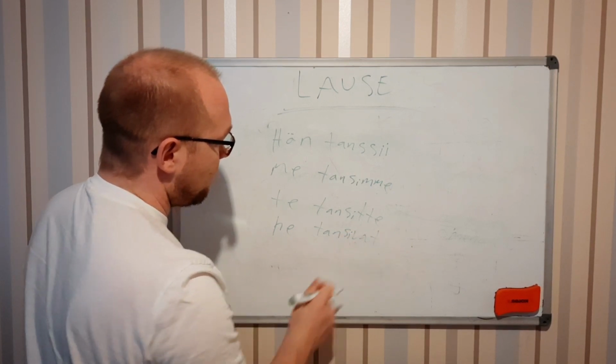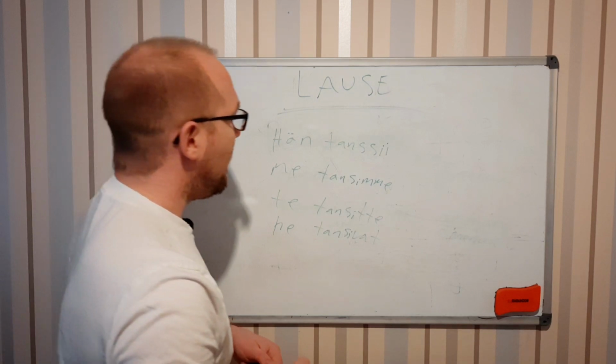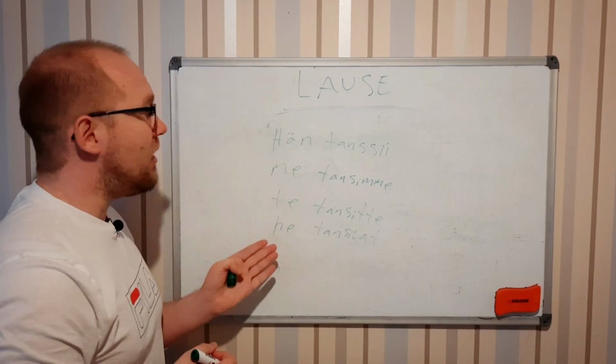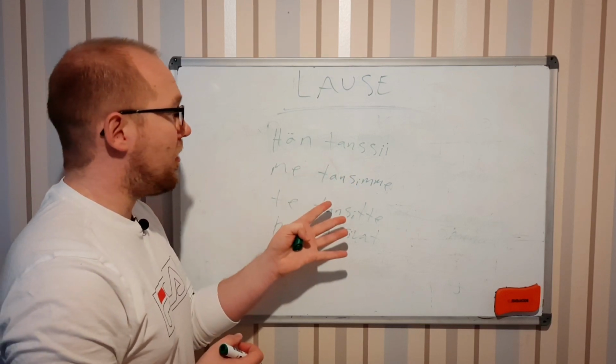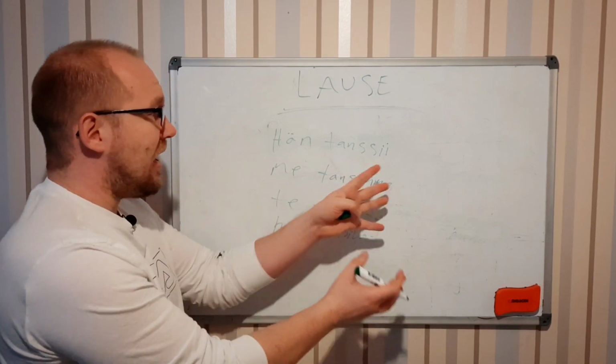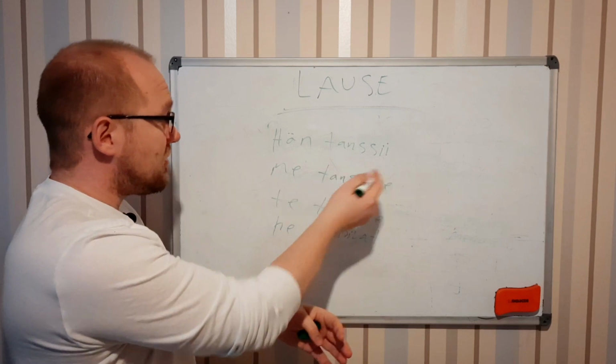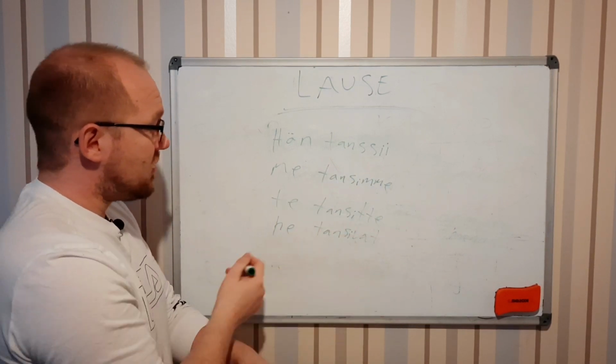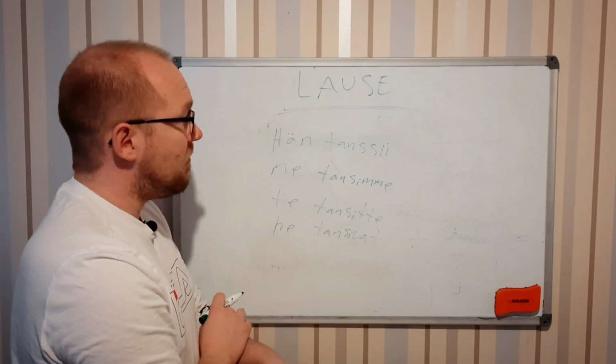He tanssivat. Okay, now we have a subject pronoun here, and then we have a verb here. And this verb doesn't have an object. It works this way. Hän tanssii, me tanssimme, te tanssitte, he tanssivat.